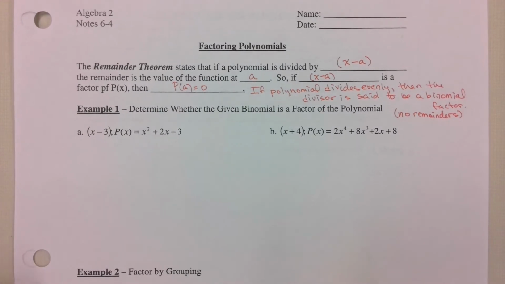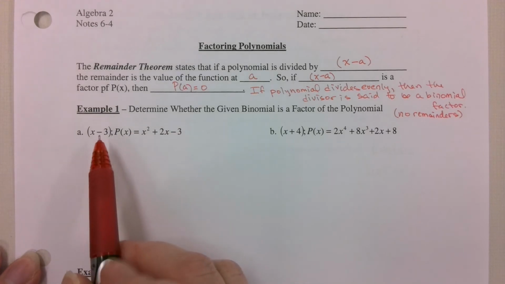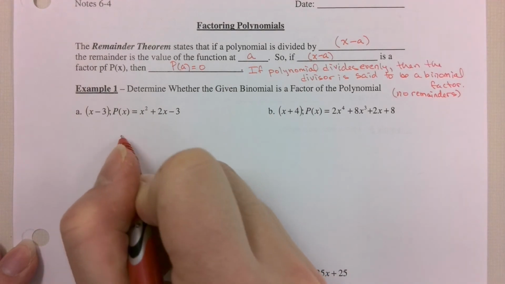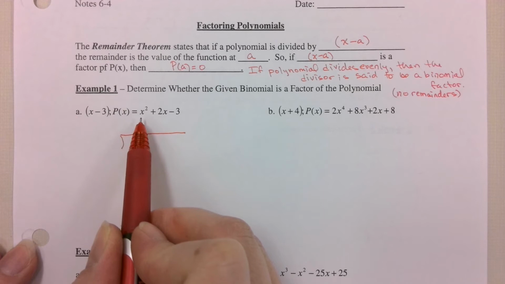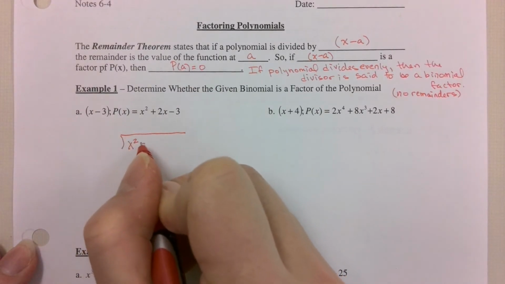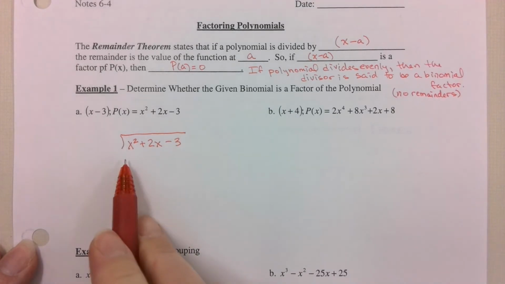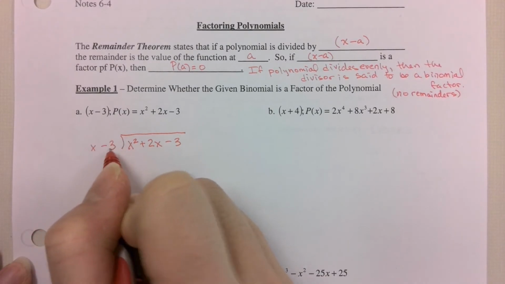All right, so for example 1, I could jump in and factor this and see if this is a factor, but we're just going to sort of do another refresh of our longhand division. When I go ahead and do longhand division, I'm going to make sure I go in standard form if I need placeholders. So power of 2, power of 1, power of 0. So x squared plus 2x minus 3, and we're dividing by x minus 3.